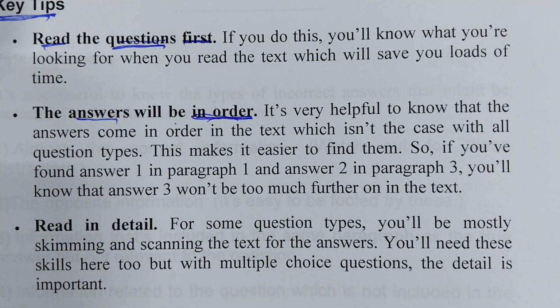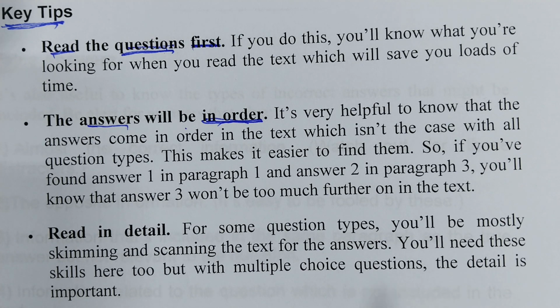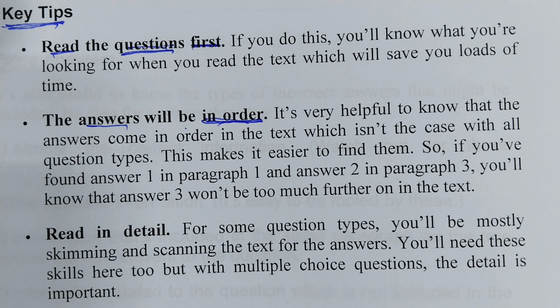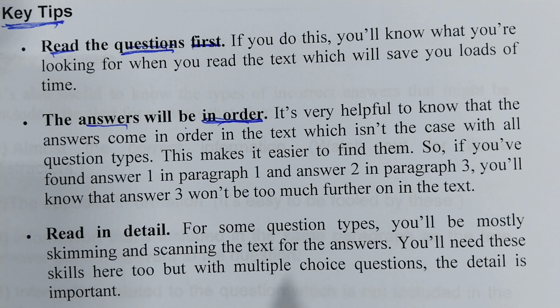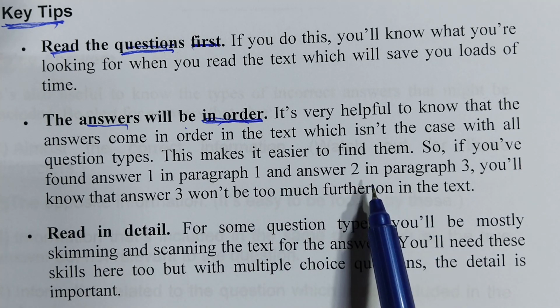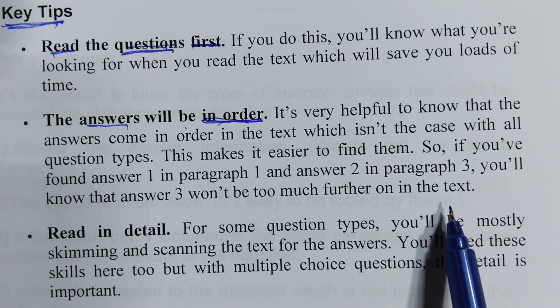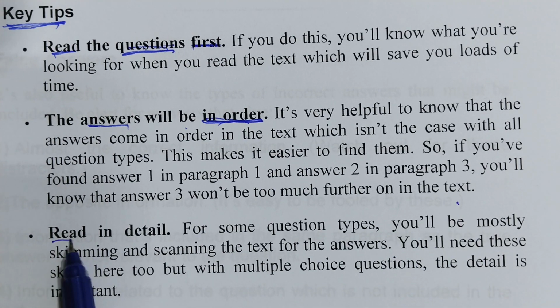Okay, the second tip is answers will be in order. Answers are always in order for all the questions. Might be one or two answers from the whole text you will find not in order, but mostly the answers for each type of question are in order. So it's very helpful: if you find the answer for one question, then it's most probably and 100% sure that you will find the answer for the second question after the first. So in paragraph 1 you will find the answer to question 1, in paragraph 2 you will find question 2, and in paragraph 3 you will know that answer 3 won't be too much further on in the text.